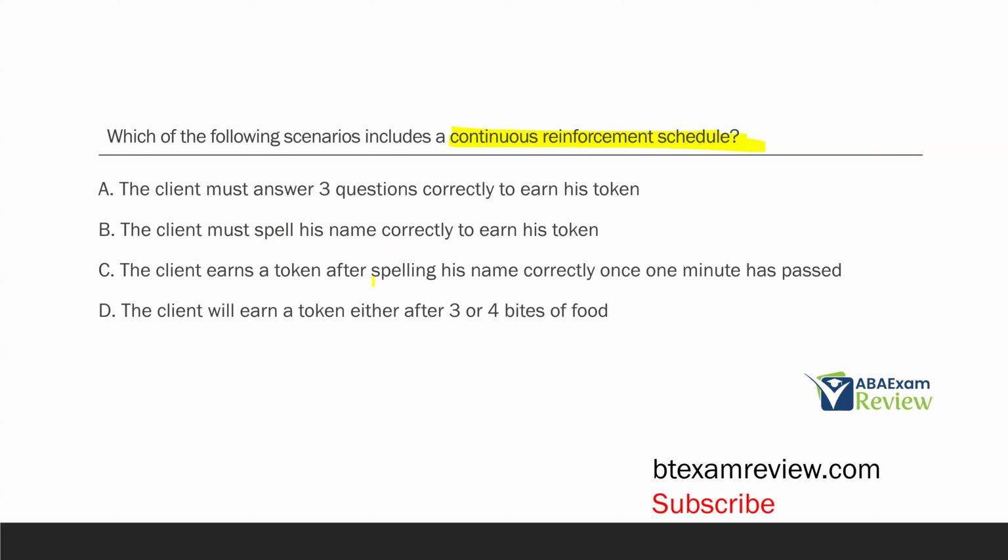C, the client earns a token after spelling his name correctly once 1 minute has passed. What kind of basic schedule involves time? Those are interval schedules. And there are no continuous interval schedules, so C is out. And then D, the client will earn a token either after 3 or 4 bites of food. This looks like a variable schedule, right? Because we have after 3 or 4, meaning it's not fixed. Variable schedules are not continuous. The only continuous schedule here is B. The client must spell his name correctly to earn his token.